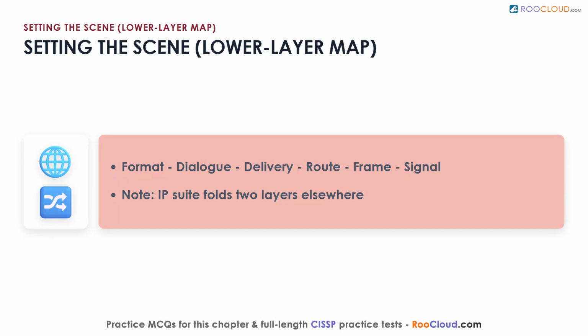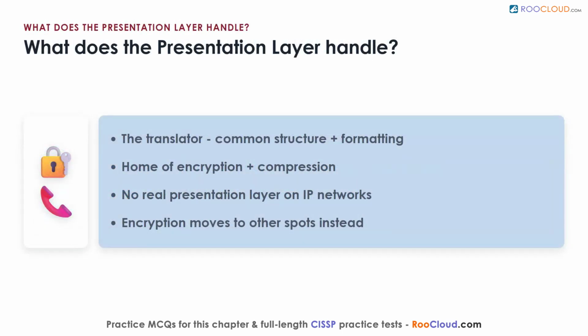What does the presentation layer handle? It is the translator. It reshapes data into a standard format any compliant system can read, imposing common structure and formatting. It is also where encryption and compression traditionally sit. Here is the catch. On Internet Protocol networks, there is no real presentation layer, because reformatting for transport is rarely needed. Encryption still happens, just in other places, such as before data enters the stack, at the transport layer, inside a VPN, over wireless, or in bulk at the physical layer.